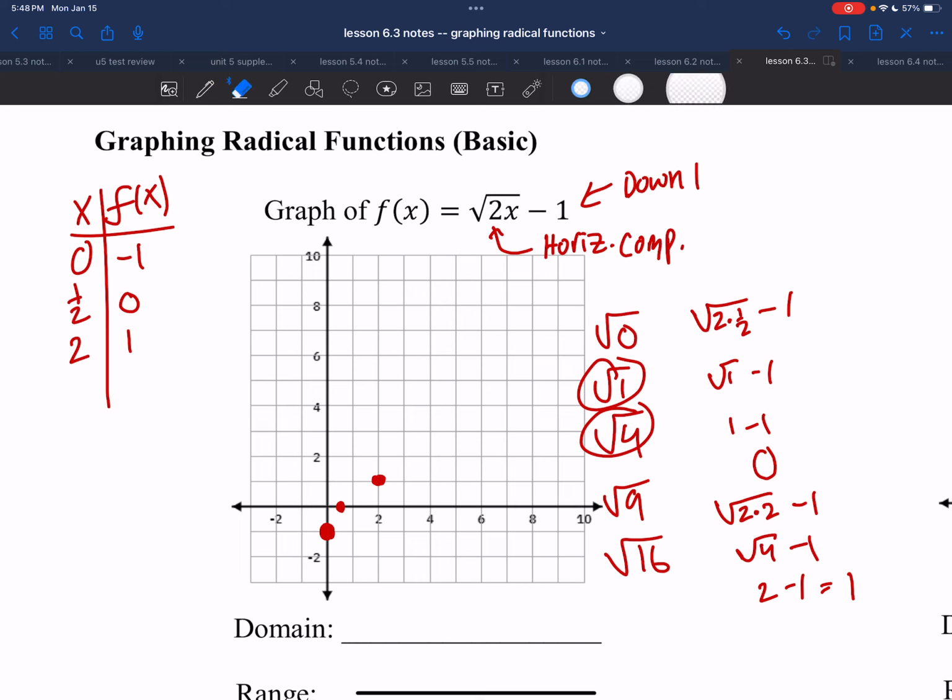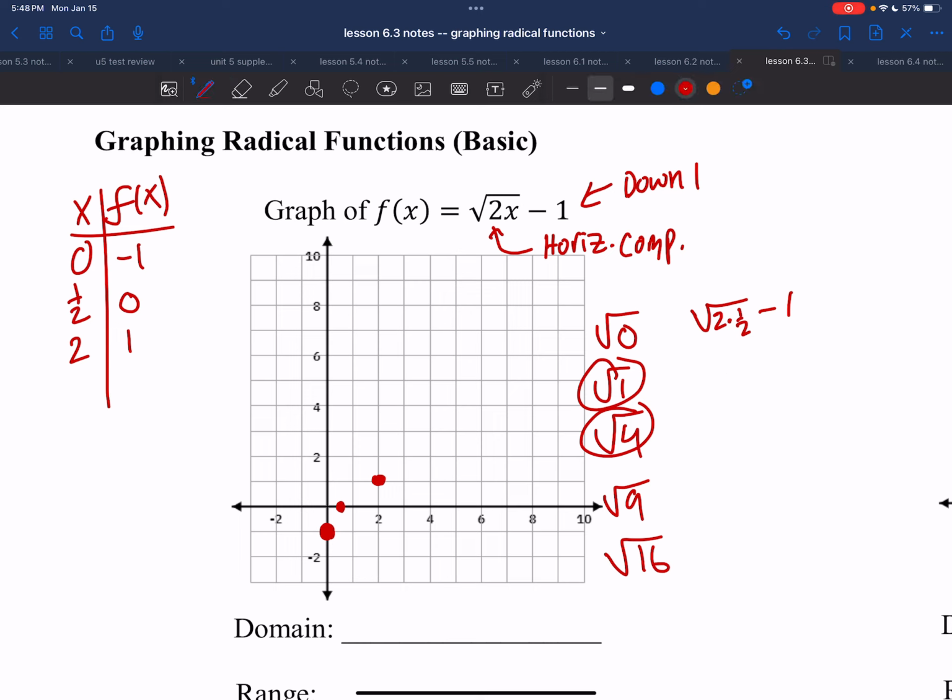And I'm going to just keep on doing this. How could I get a 9? Well, I suppose I could plug in 4.5. So if I want, I could. So I could put 4.5, and the square root of 9 is 3. Sorry, I'm just doing this mentally. 3 minus 1 is 2. So at about 4.5, it's about 2. But again, I would love to just really have 3 ordered pairs of integers. So yes, I get 4.5 and I get 2.